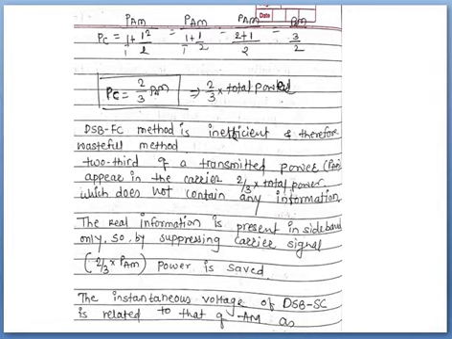So the full carrier AM method is inefficient and therefore a wasteful method. 2/3 of the transmitted power appears in the carrier, which does not contain any information. That means the carrier signal requires 2/3 of the total power. So the real information is present in sidebands only. So suppressing the carrier is the method we are going to implement. 2/3 of the power is saved due to this DSB SC method.